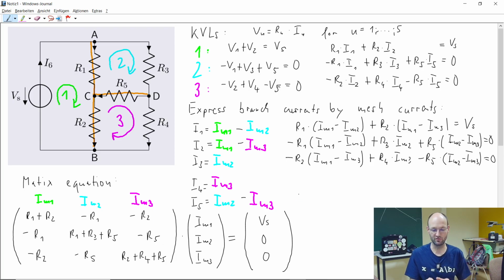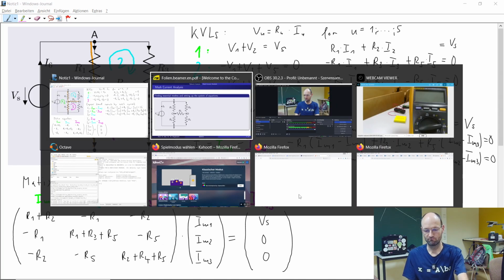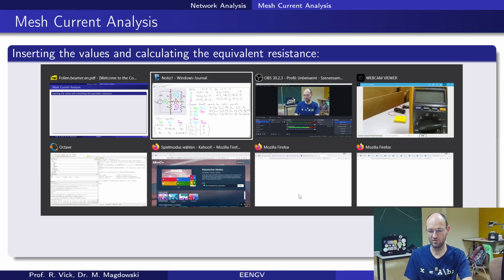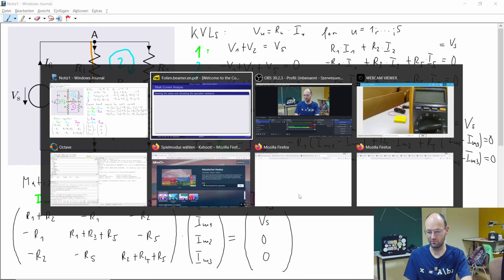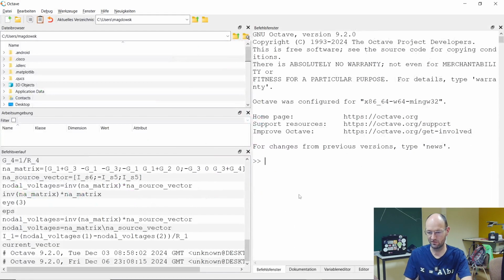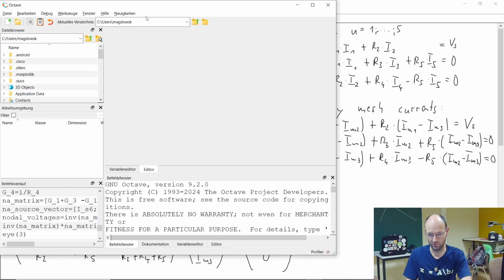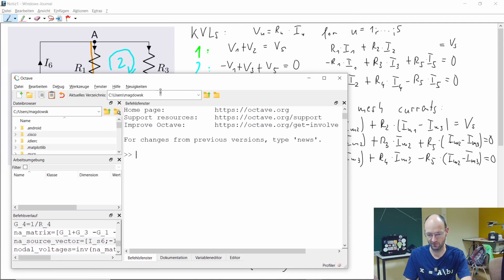We know all the values. So the next step would be, after writing down the system of equations in matrix form, inserting the values and calculating the equivalent resistance in Octave. So I will try to find my Octave window, which is here. My mouse already went to sleep. Make this a little smaller. This already crashes, so I need to go back to the standard settings.